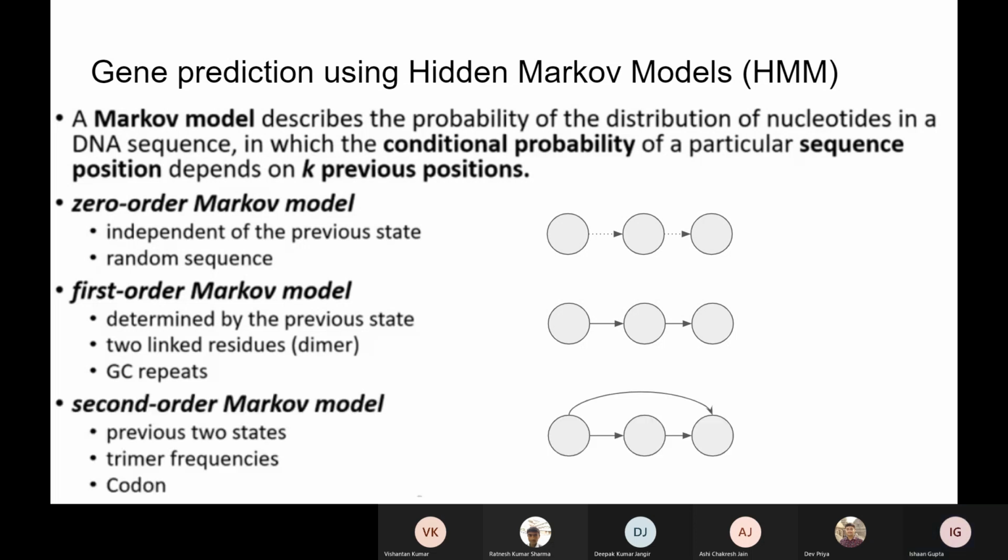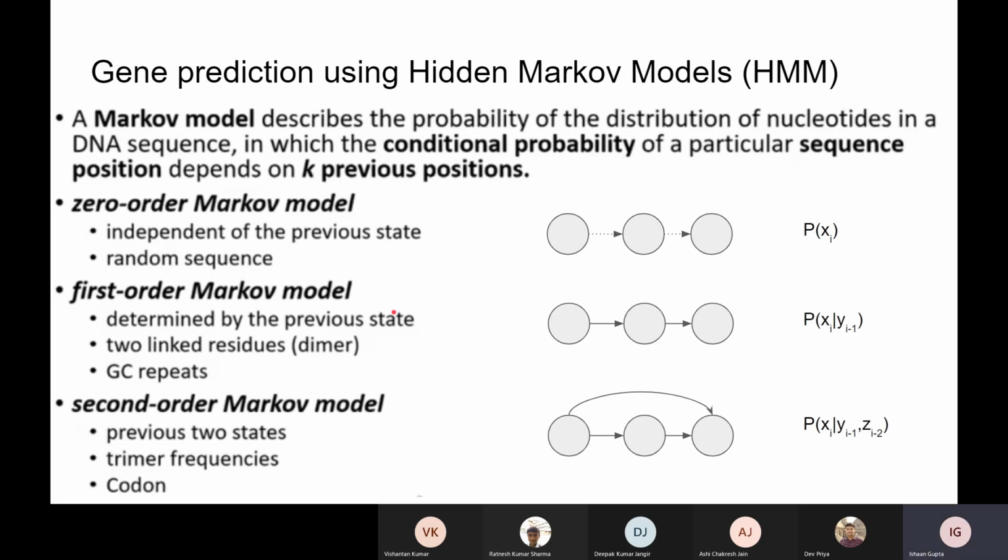All right. Then you have what's called a second order Markov model, where the current state is dependent on the previous state and the previous state from that, right? So this is going to give you trimer frequencies, or three-mer frequencies, in the genome. And this is very good for looking at codon patterns, right? This is looking for codon usage, depending on the organism that you're looking at.